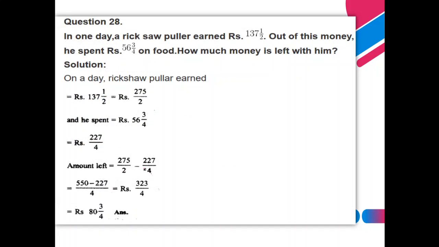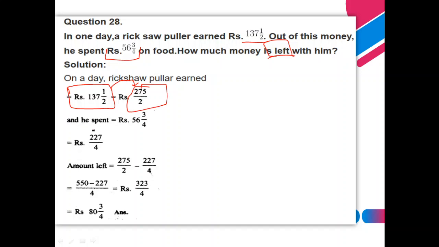Question number 28. In one day, a rickshaw puller earned rupees 137 1 upon 2. Out of this money, he spent rupees 56 3 by 4 on food. How much money is left with him? Very common question. Earning: how much earning is there? Rickshaw puller, that is rupees 137 1 upon 2. That also we convert from mixed fraction into improper fraction. So we are getting 275 upon 2.